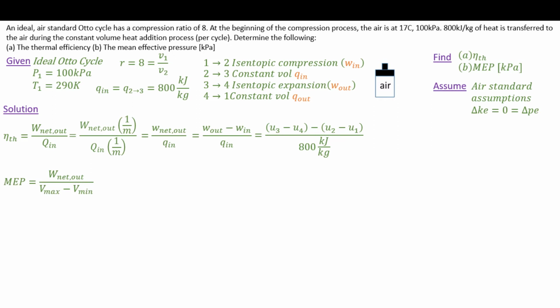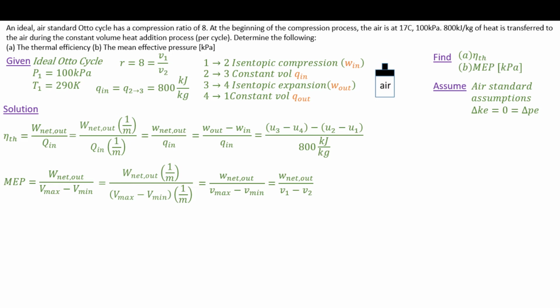And the mean effective pressure, well, on your equation sheet, it's written as big W net out over the maximum volume minus the minimum volume. And once again, since we are talking about a closed system, I could divide the top and the bottom by the mass, which does not change during the entire cycle. And I'll get things in terms of little W net out over the maximum specific volume minus the minimum specific volume. Now, the maximum specific volume is going to be at the beginning of the compression process, and the minimum one is going to be after the compression process, so v1 minus v2.